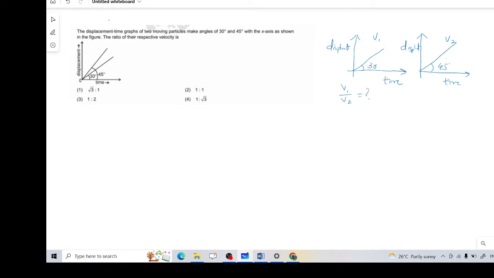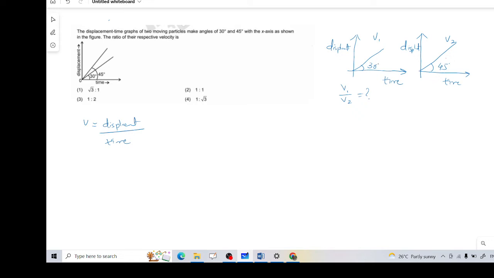But the problem here is, in the subject we have studied that velocity is nothing but the rate of change of displacement with respect to time, but they have not given any displacement value or a time value. But we are good at geometry, we are good at trigonometry. So for that they have given a hint.